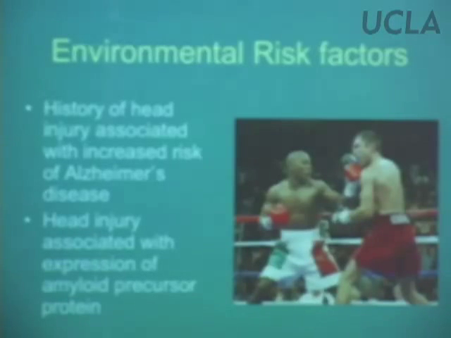So one idea of why this is the case is that head injury is associated with expression of amyloid. You get more amyloid protein being expressed when you get a head injury. So you fall off your bike, you hit your head, that's associated with expression of amyloid. And in boxers who have ApoE4, the risk of Alzheimer's disease is such that they almost certainly will get it. It's such a high risk.